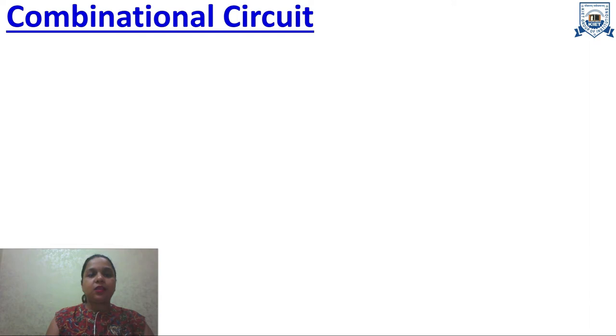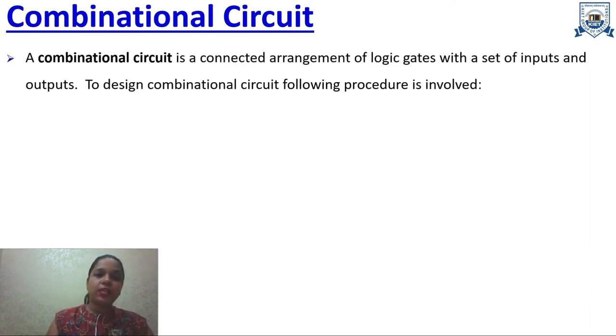Now let's see the combinational circuit definition. The combinational circuit is a connected arrangement of logic gates with a set of inputs and outputs. It means with the help of logic gates, some inputs and outputs are connected and they will give some desired output.